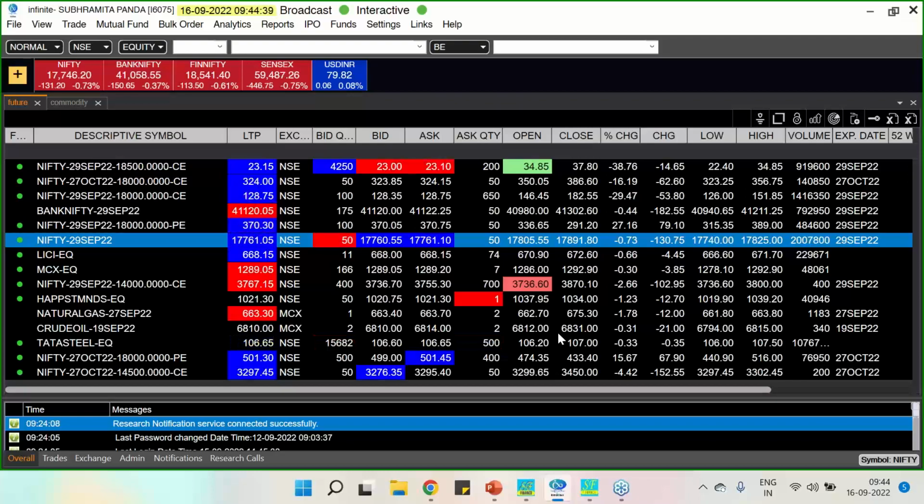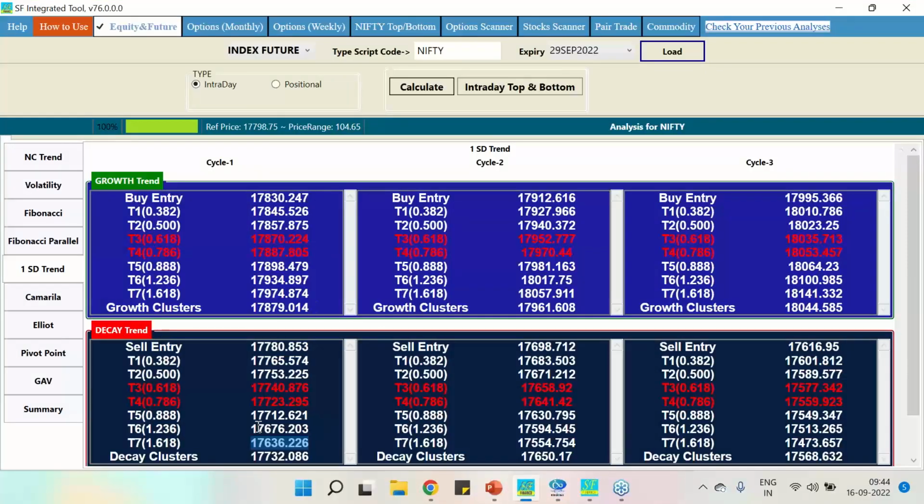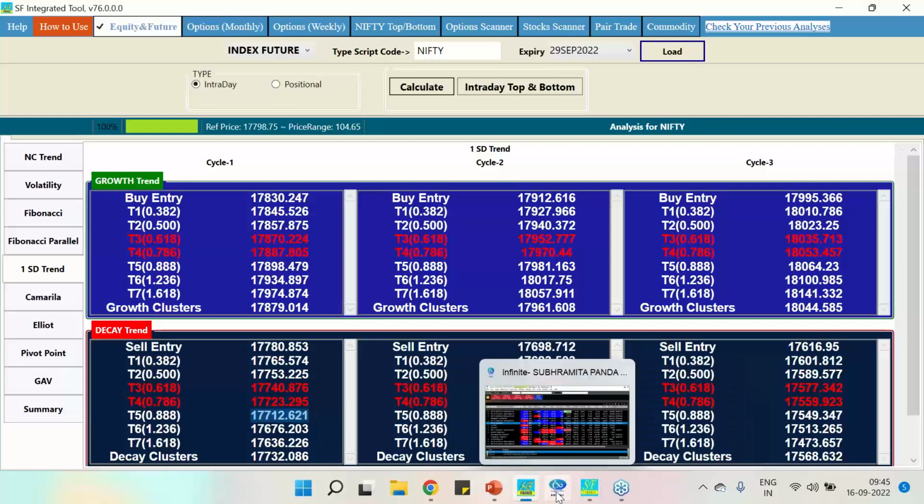So here we have done Nifty, and have a look here. What will be our first target for the Nifty as per the 1SD method, intraday? Can anyone tell me? This same screen is visible here. What will be our first target? Level 742, 723 is being penetrated. It can give bigger targets.